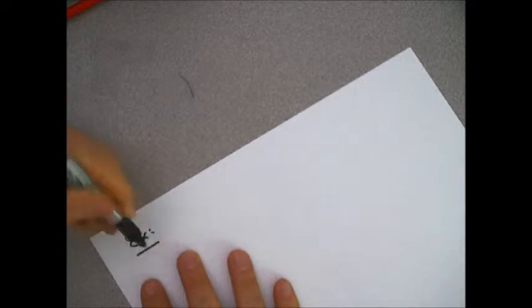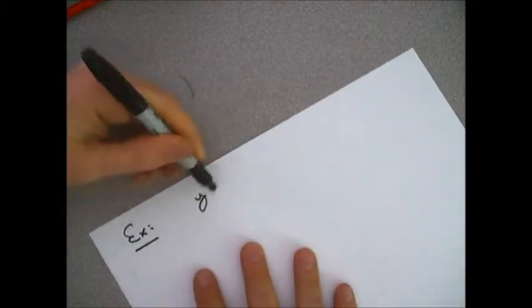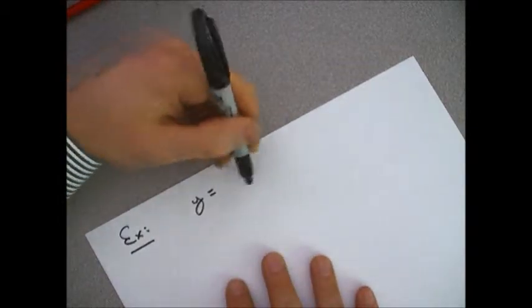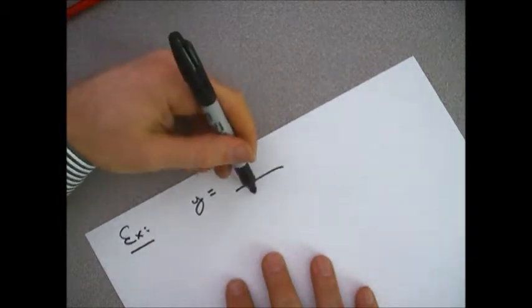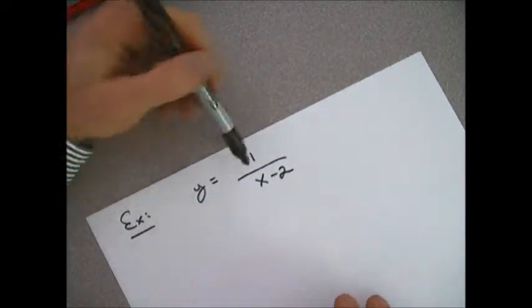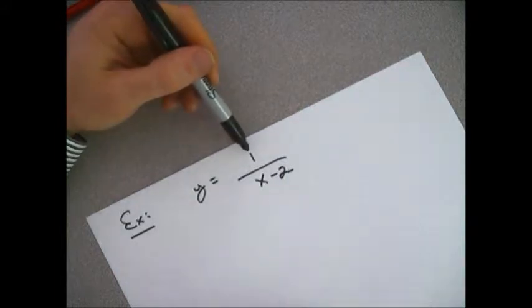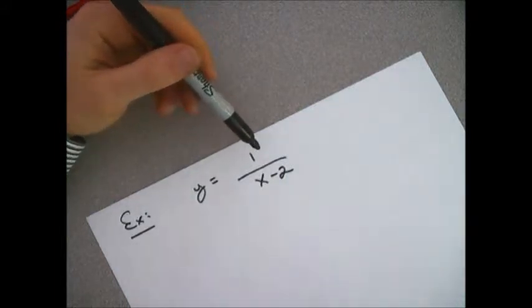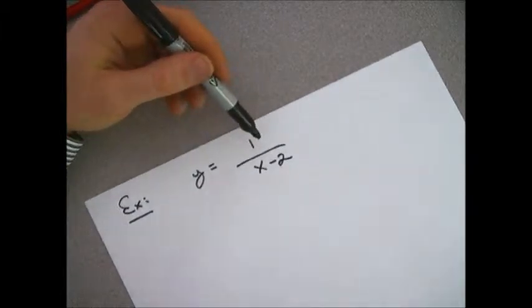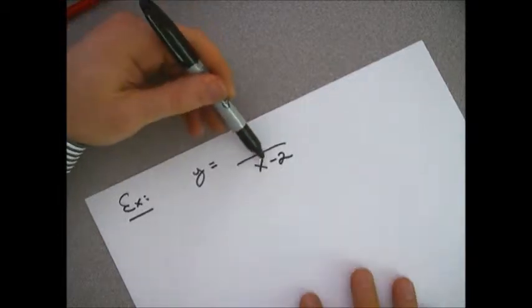Let's try an example for this. So let's say I have y equals 1 over x minus 2. Is there a letter up top? No. So if there is no letter up top, there is no degree, meaning the degree is 0. So the degree up top is 0, and the degree on the bottom is 1, because the exponent here would be a 1, right?